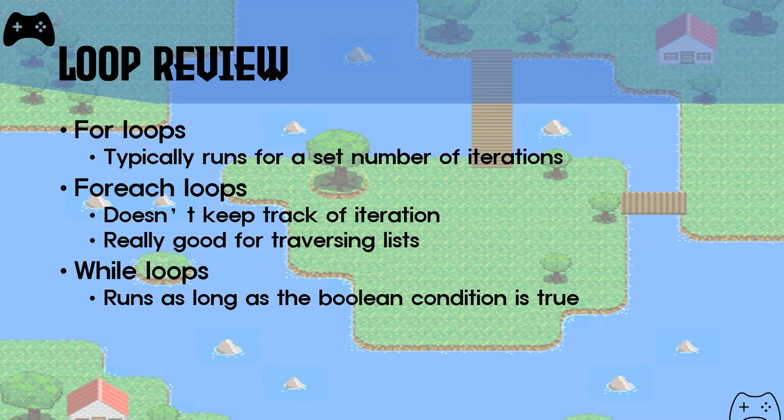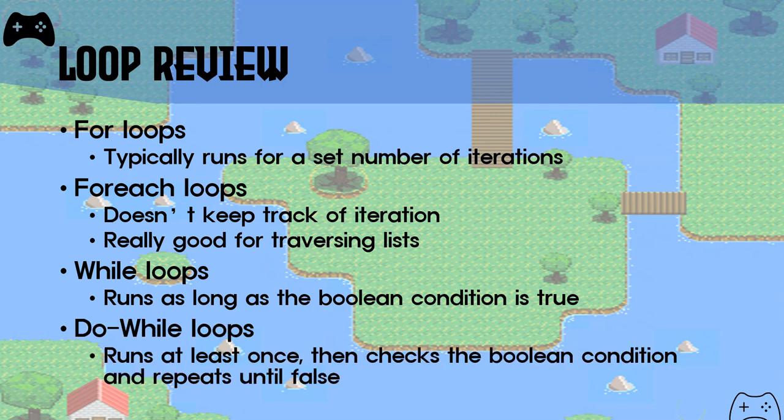Then we have while loops, which are something we can actually use here in our code. These are really helpful because they can run as long as the Boolean condition is true. You can technically do this with for loops as well, but it's a lot easier to set up with a while loop. Similarly, we can also use what's known as a do while loop. A do while loop has an extra advantage in that you can guarantee the loop is going to execute at least once before it checks that Boolean condition and then repeats until false.